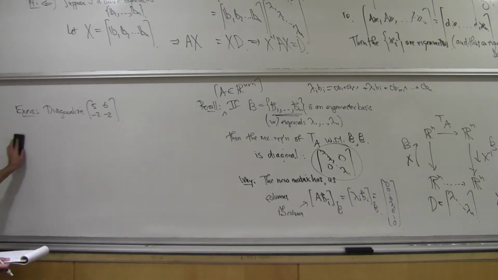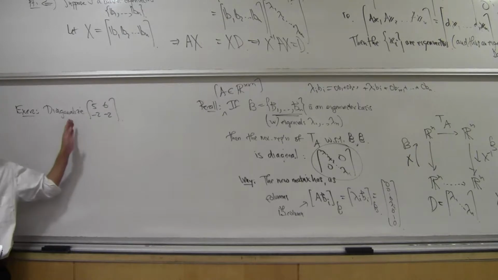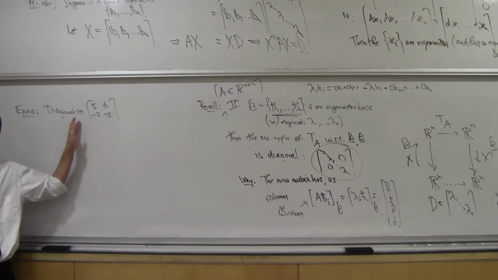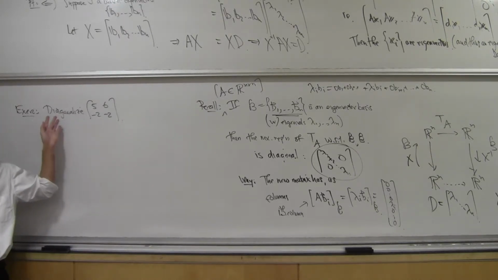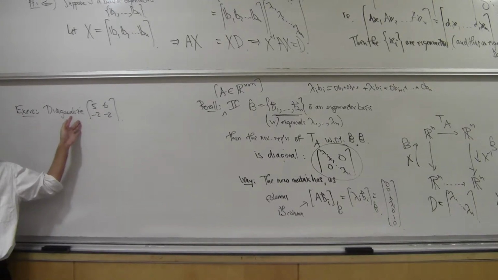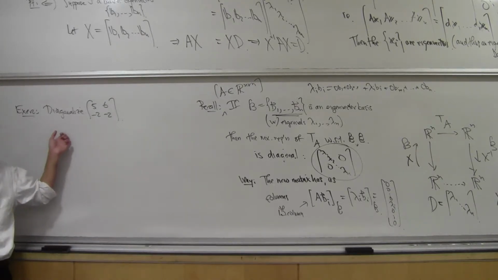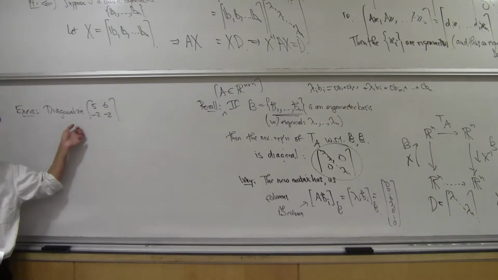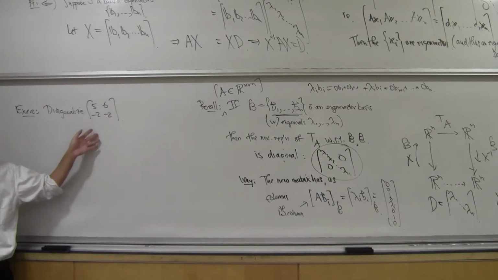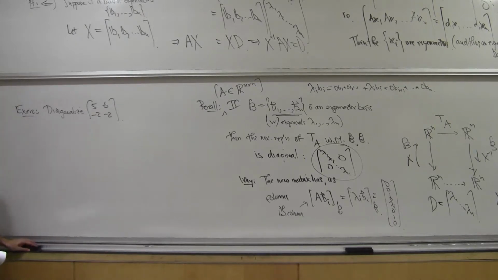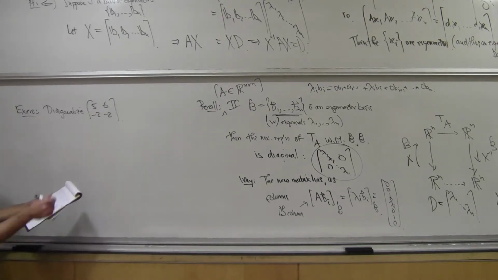Okay, let's do it together. What do we need to do to diagonalize a matrix? What's the first thing? Find the eigenvectors. How do we get the eigenvectors? By looking at the determinant of A minus lambda I. Look at the characteristic polynomial to get the eigenvalues, and then the eigenvalues tell us what null spaces we need to look at to find the eigenspaces, and thus the eigenvectors.